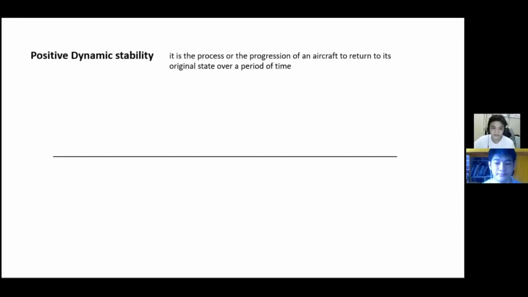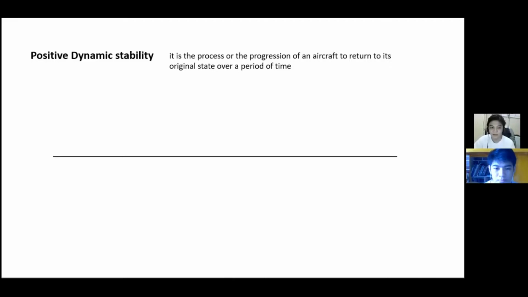So, when we have positive dynamic stability, it refers to the process or the progression of an aircraft to return to its original state over a period of time. For example, an aircraft flying at a constant altitude experiences a gust of wind, making the nose of the aircraft deflect upward. So, ang mangyari is aangat yung nose ng aircraft. Then, due to stabilization, it will have a tendency to go back to its neutral position pero mag-overshoot siya dun sa original altitude ng aircraft.